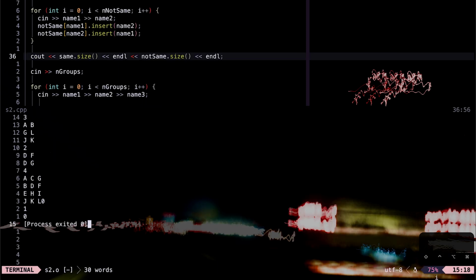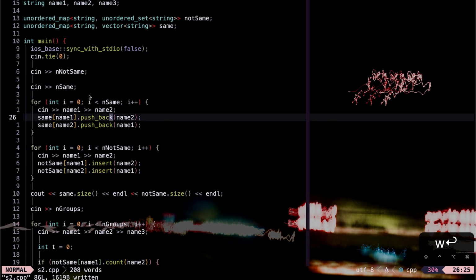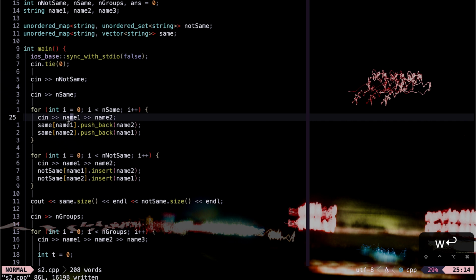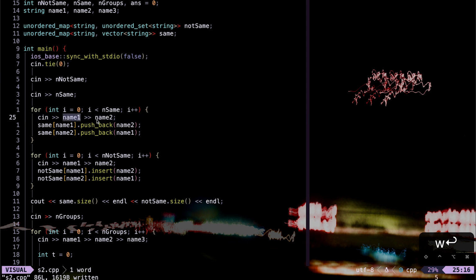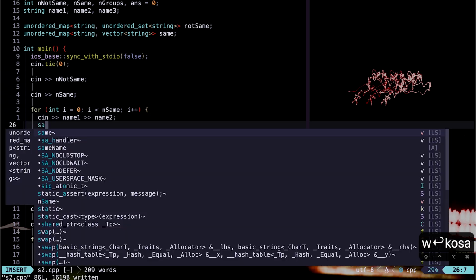Let's just make sure these are actually being put in. Yes, it's not. Let me see. So if we get input for same name, let's say same, and one dot push back name 2.